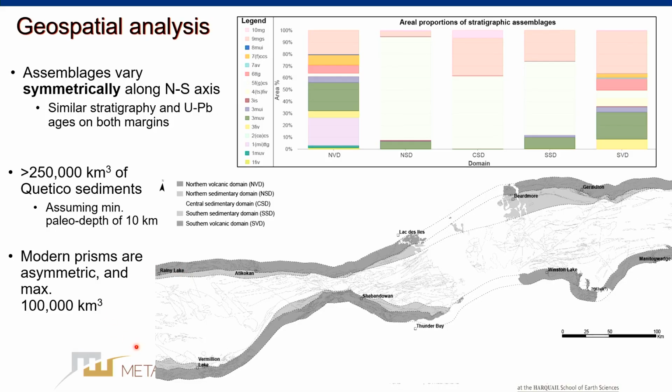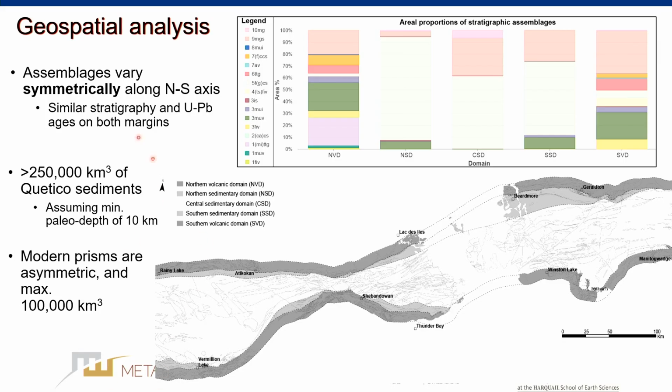So the first step was to do a new compilation map of the Quetico, and there isn't really an assemblage map available for the Quetico or most of the Western Superior. So I attempted to do an assemblage level compilation map, and then look at different geospatial analysis methods to characterize the structure of the belt and the stratigraphic structure.